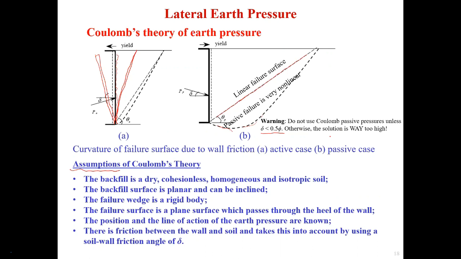And also, delta is the soil-wall friction angle. When this delta comes to zero, then the Coulomb theory gives identical results to the Rankine theory, when the wall is vertical and the soil surface is horizontal. So in some cases, the Rankine theory is a special case of Coulomb's theory.